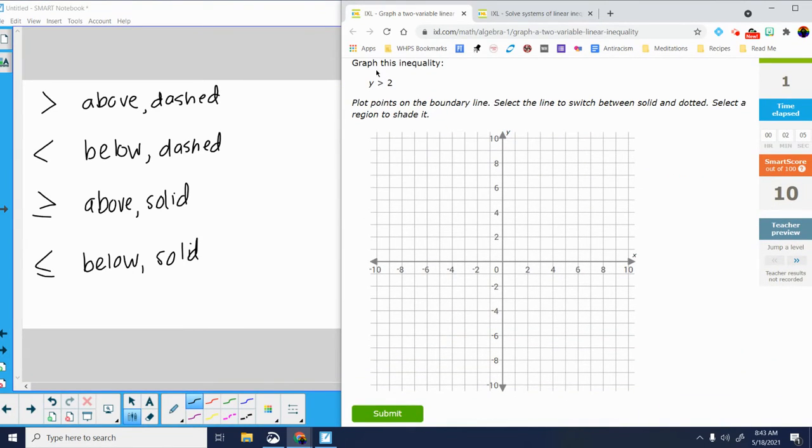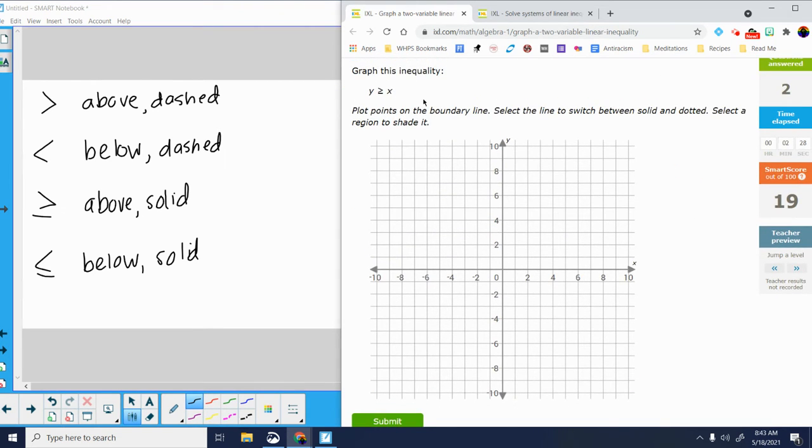For this next one, because it's a greater than symbol, it's going to be above the line and it's going to be a dashed line. So y equals 2 is normally a horizontal line going through 2. We need to change it to dashed and we need to click to shade above. So that's our graph for that one.